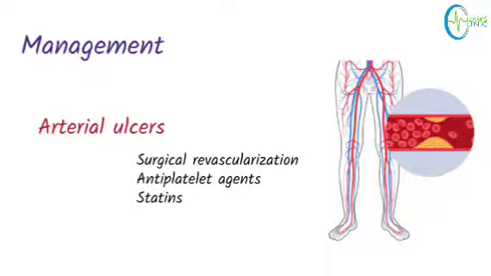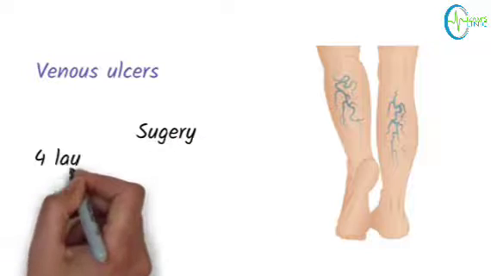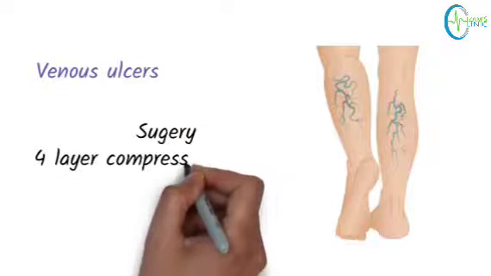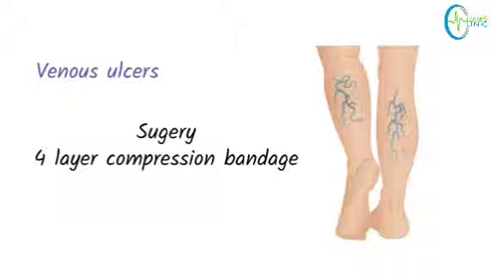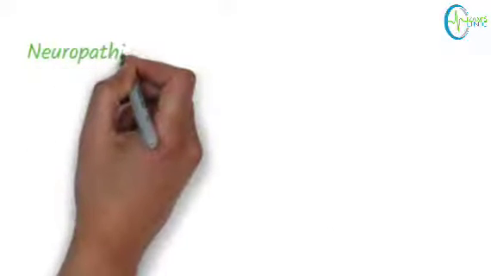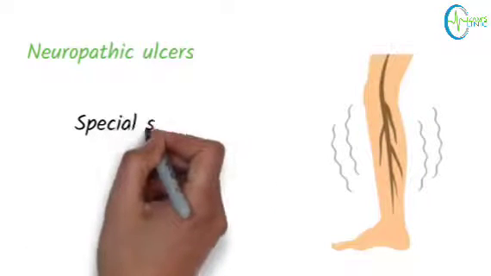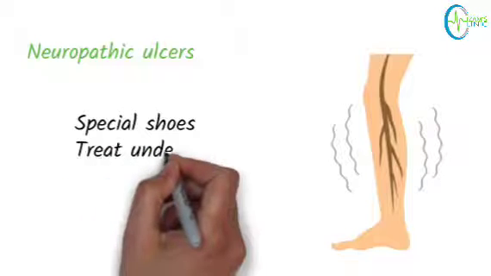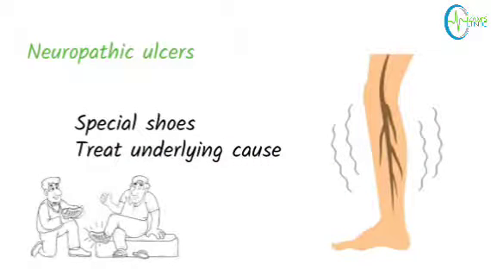Management of venous ulcers include surgery for varicose vein, or if the patient is not suitable for surgery, then a 4-layer compression bandage to drain blood from superficial veins to deep veins will be done. Neuropathic ulcers are managed with special shoes to decrease the load on pressure points and treatment of the underlying cause. If it is due to diabetes mellitus, then treat the diabetes mellitus.